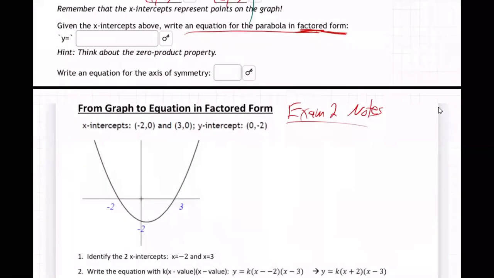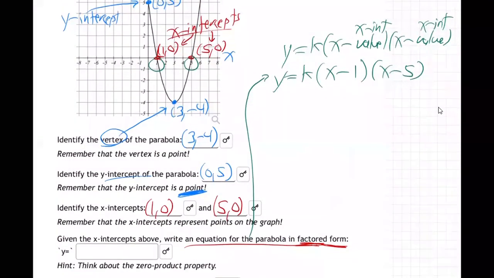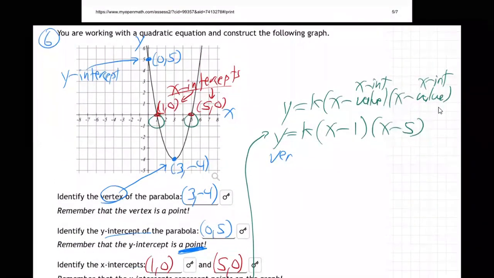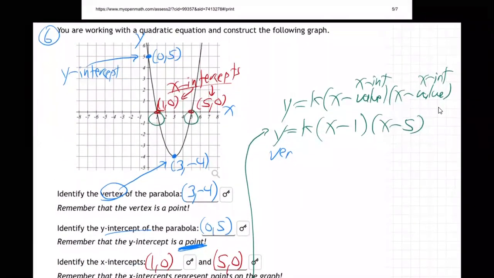So I could plug in the vertex point, or I could plug in the y-intercept. It doesn't really matter. Maybe I'll plug in the y-intercept. I've already got both of them, so you can totally do either one. The y-intercept, which is right here, is (0, 5). Remember, this is an x, this is a y. So plug this in for x and plug this in for y. So what do you get?